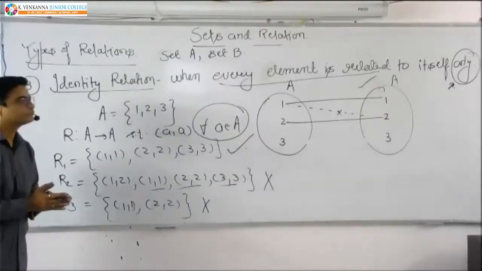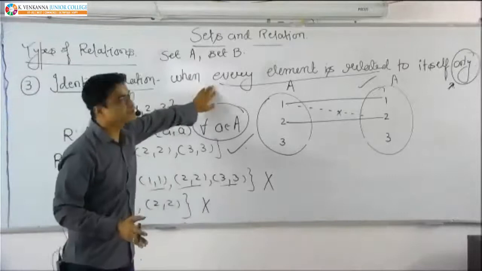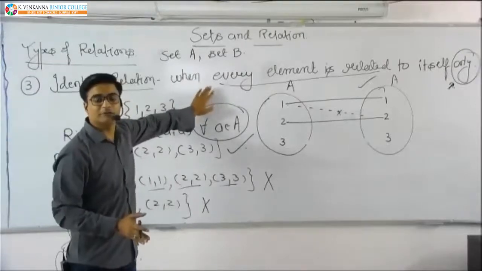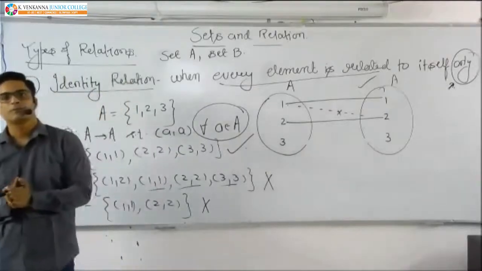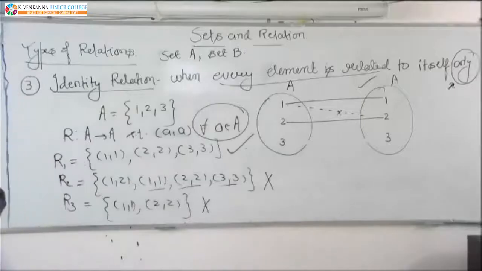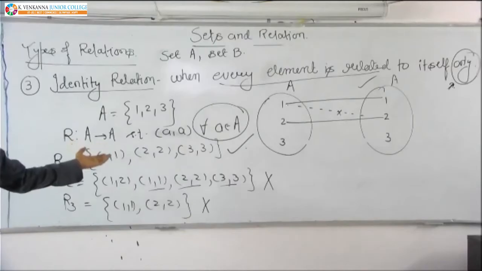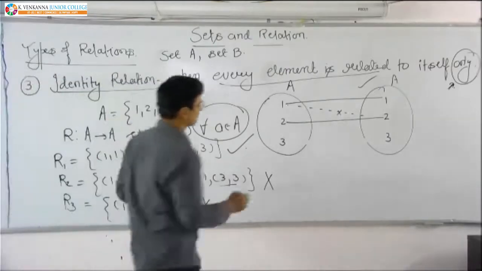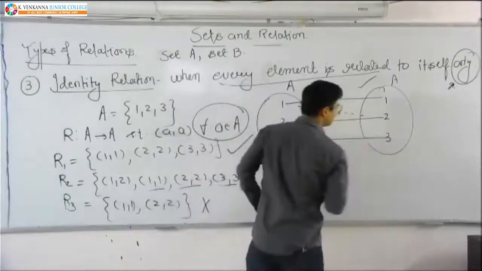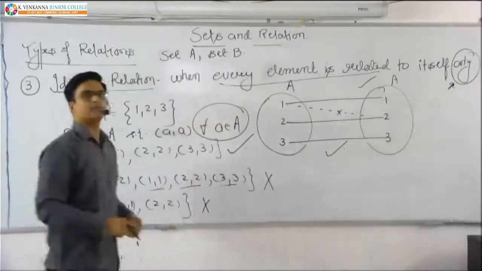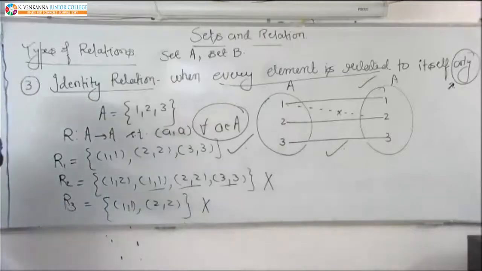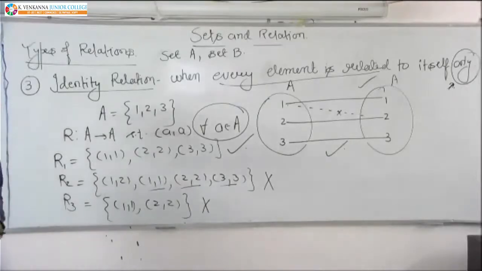Okay, good. So this one single line is very, very important. If you have copied, then let me know. In identity relation, every element is connected to itself. Copied?